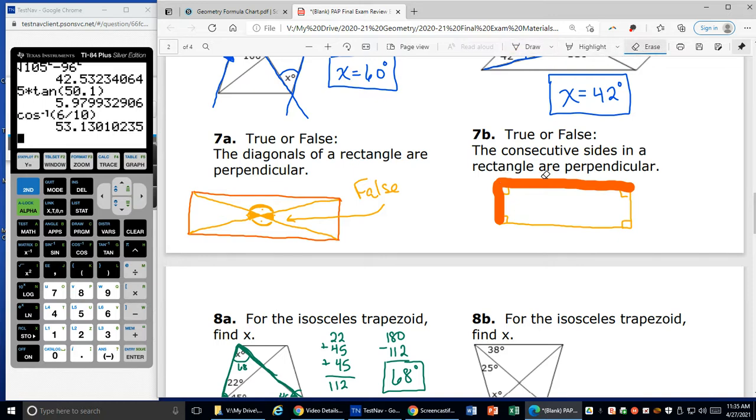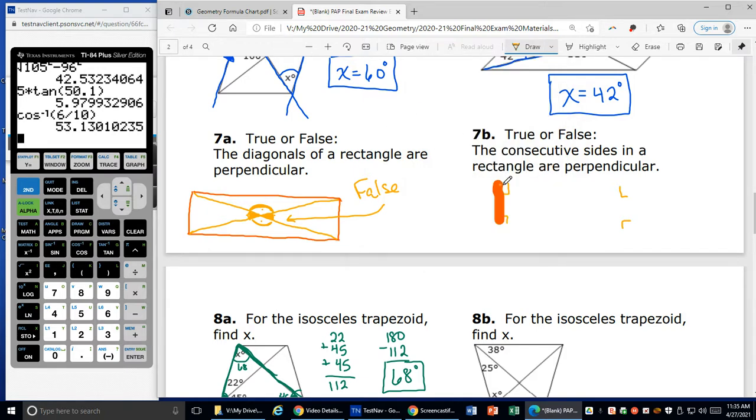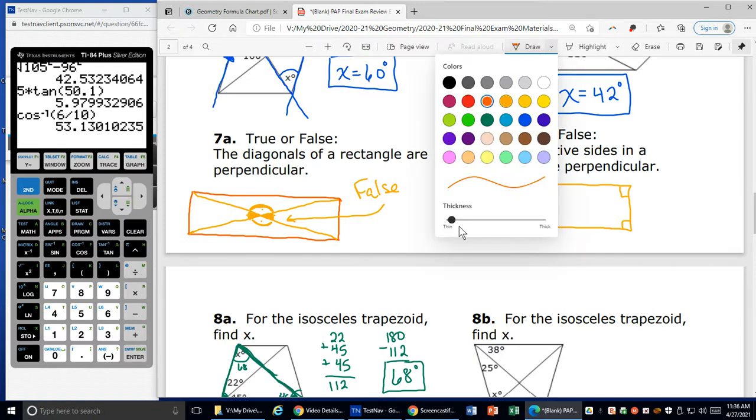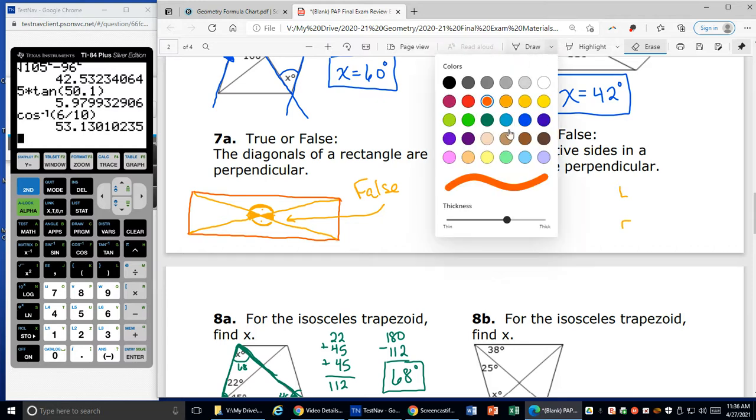Okay, but what if instead of that one, oops, I didn't mean to erase the whole picture. Let me get that back. Get my rectangle back. Come back, rectangle. Okay, well, maybe I'm not looking at the top. Maybe I'm looking at the left side and the bottom. Do those intersect at 90? Yeah, they do. Those two are consecutive and they are perpendicular. So that seems to work. There we go. I keep erasing my whole thing.